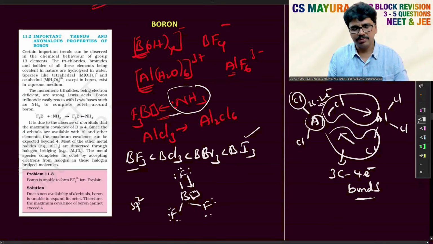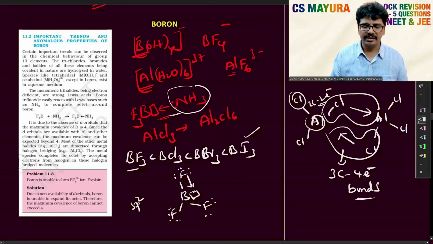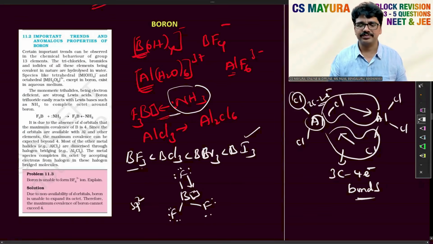Before that, it has back bonding, but when it interacts with ammonia, that back bond is going to break and a strong new coordinate covalent bond is formed with the other species. So due to back bonding, BF3 has less tendency to accept electron pairs from others.